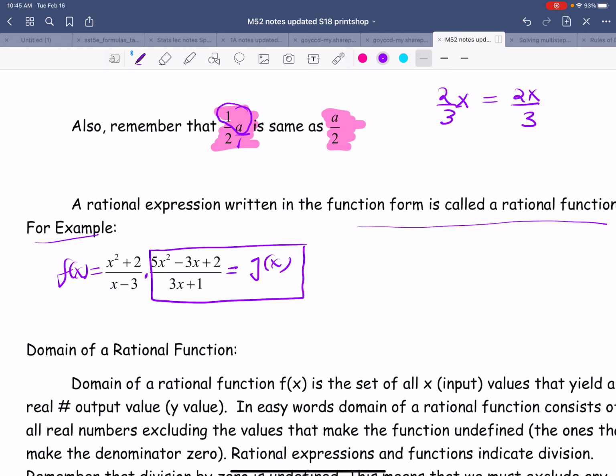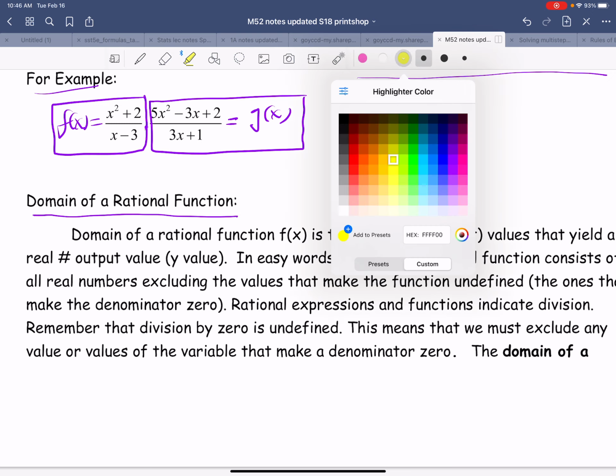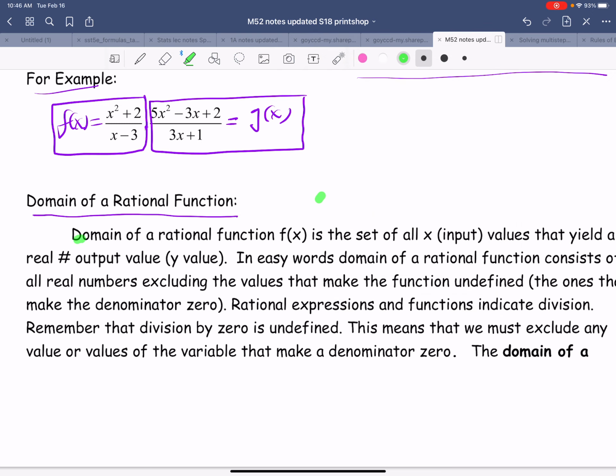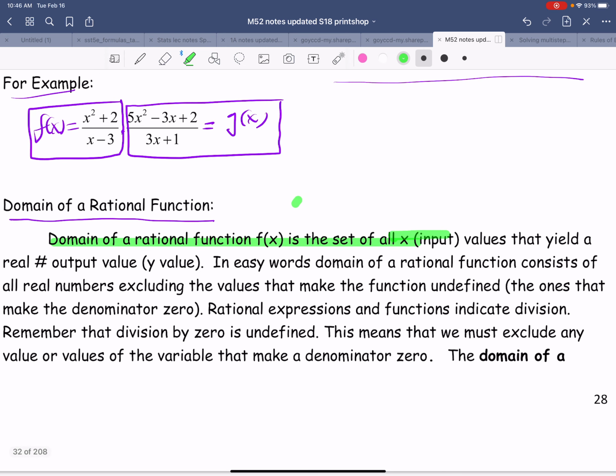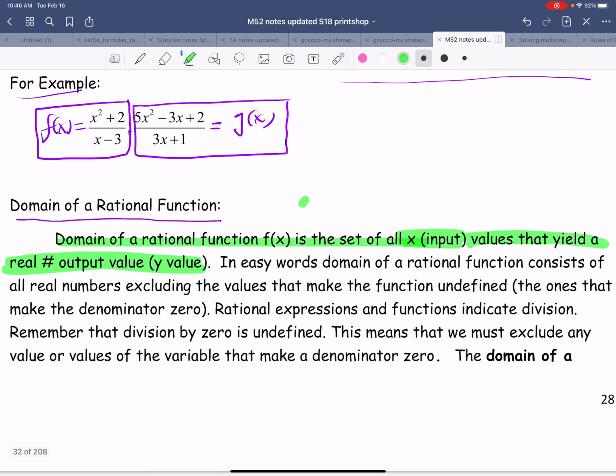Now let's talk about the domain of a rational function, a very important concept, especially if you're going to take more math classes, going towards a calculus series. The domain of a rational function will come back over and over. The domain of a rational function f of x is the set of all the x values, also called input values, that yield a real number output value. All the x values that will give you a real y value. All the input values that will allow you to have a real output value, that is called the domain of x.